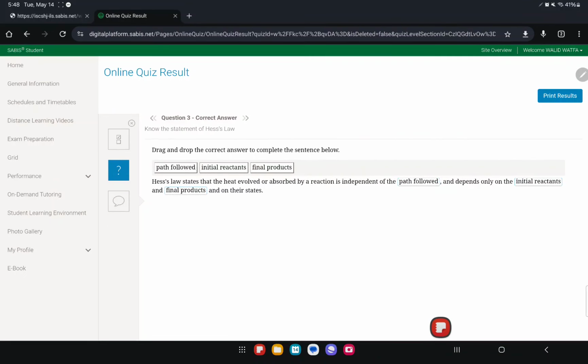Question 3. Okay, Hess's law states that the heat absorbed by a reaction is independent of the path followed. Remember, if I would have Na plus Cl gets me NaCl, it's the same as saying NaCl gets me Na plus Cl. These are the same thing. If the delta H of this was 26, this here would also be 26, but it would be negative, right? Because we switched it. You can just take a quick example. Okay, what does it only depend on? It depends on the initial and final products.